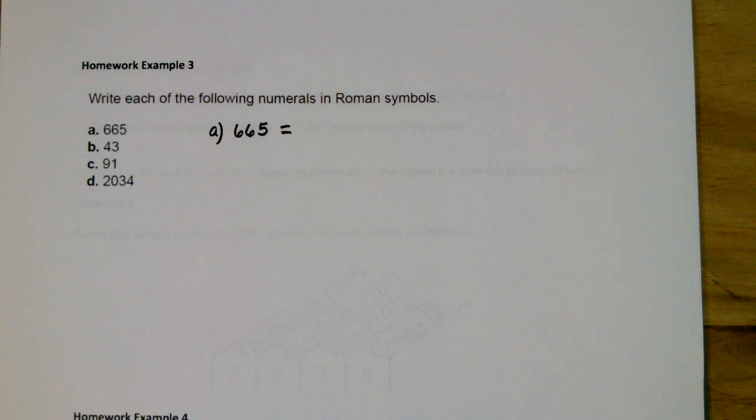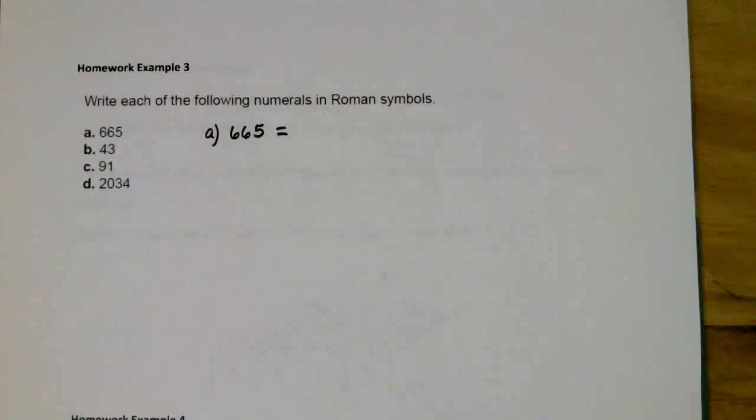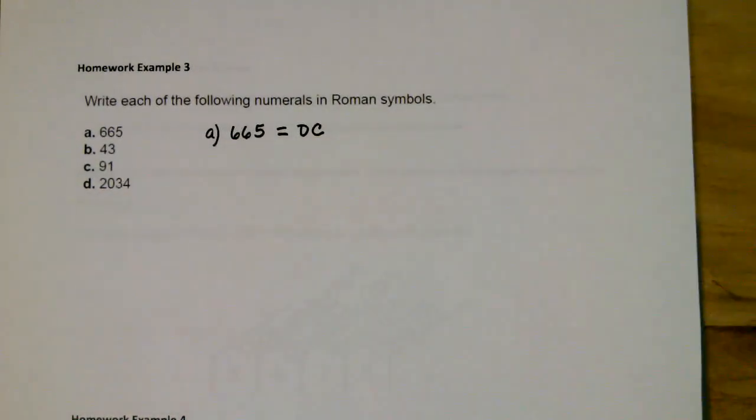Well, let's start off by writing 600. Well, 600 will have to be something like 500 plus 100, okay, using these Roman numerals here. So the D represents 500 and C represents 100.